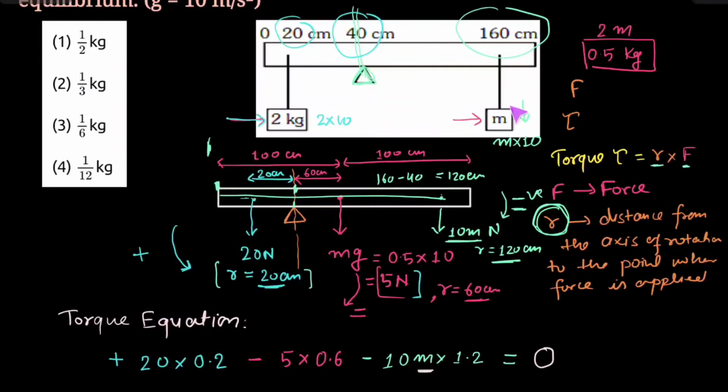We are asked to find the value of this unknown mass. For that, we will apply the torque equation. And before that, the torque is the multiplication of R and F. Here F is the force, and R is the distance from the axis of rotation to the point where the force is applied.